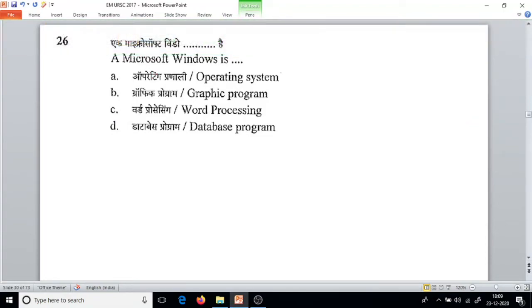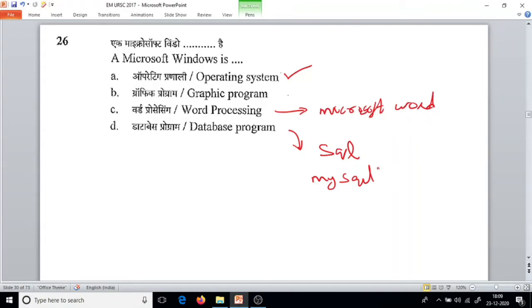Question number 26. What is Microsoft Windows? Is it an operating system, a graphical program, word processing, or a database? Microsoft Windows is an OS. Windows XP, Windows 10, these are operating systems. Microsoft Word is word processing. SQL or MySQL are database programs. Graphical programs, I think CAD drawing, come under that. So the answer is OS.